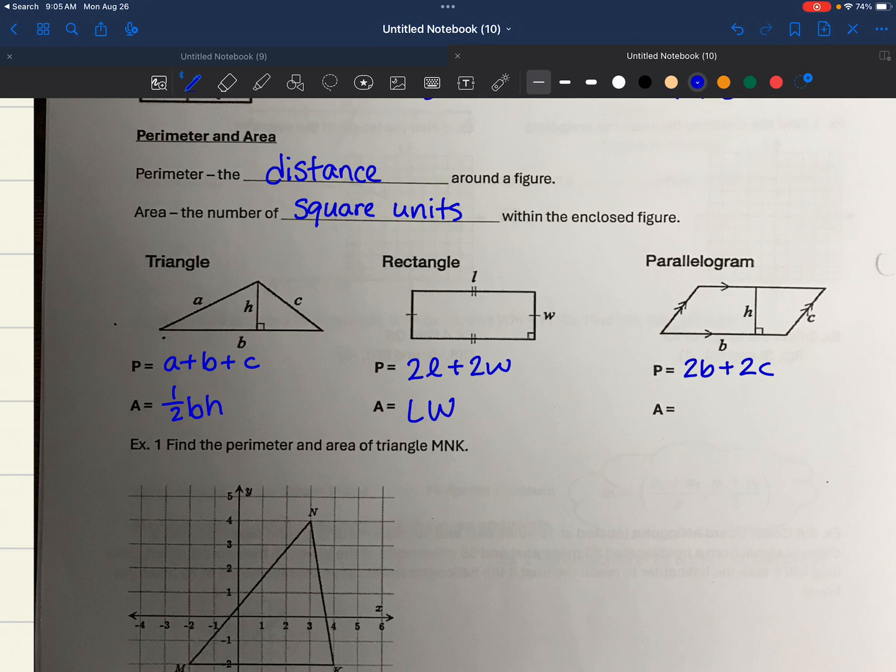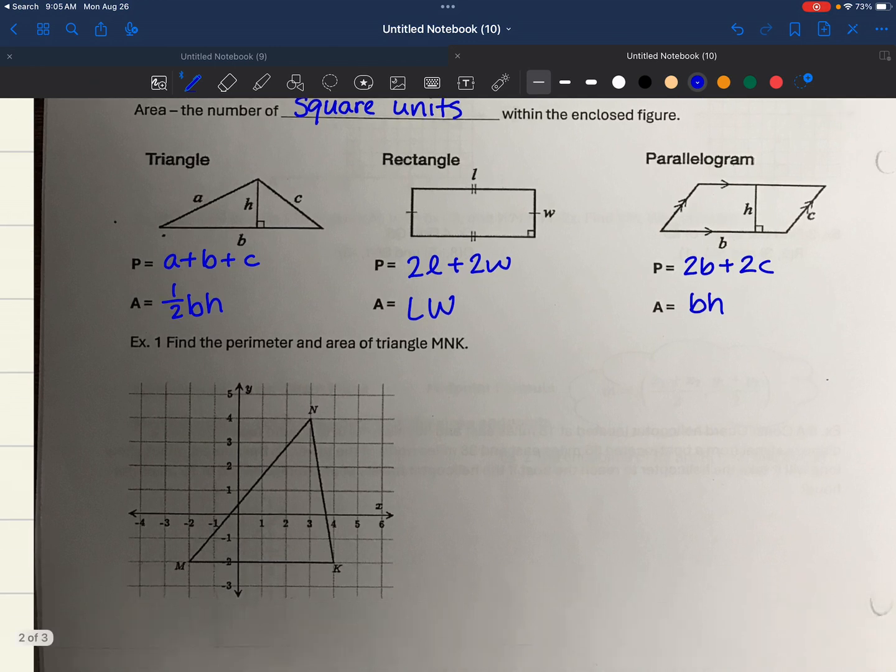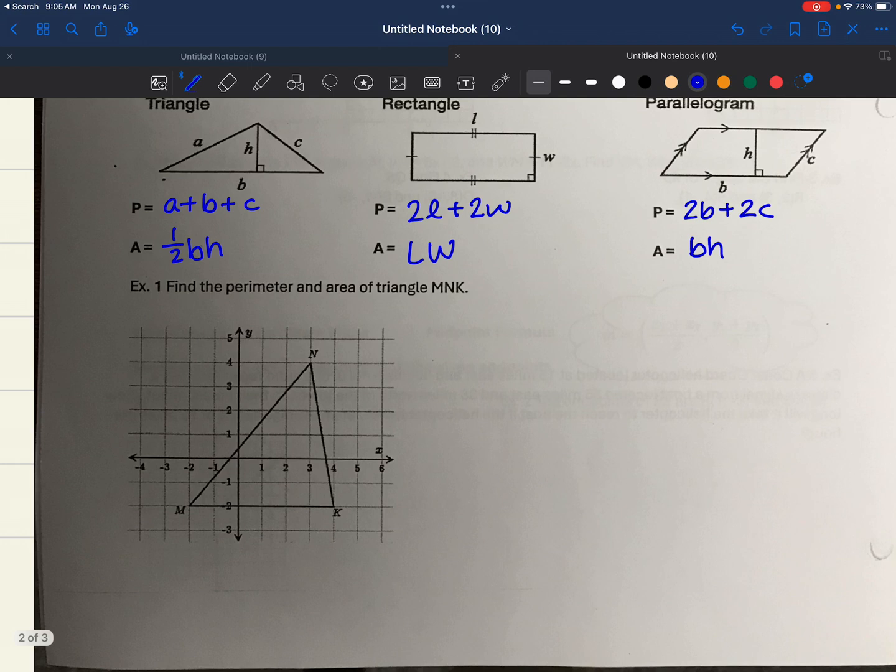Anybody know the area of a parallelogram? Good. Base times height. And just like a triangle, base and height have to form a what? Right angle every time. Okay? All right. Here's the part where it can get just a little tricky, and we'll use some of the information that we learned last week to help us with this.